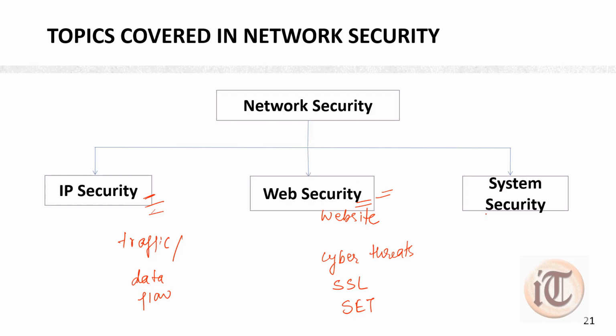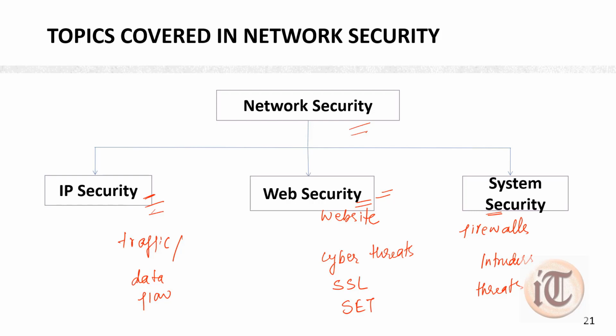And the last is system security. It includes the development and implementation of security countermeasures like firewalls, intruders, and different types of threats. So all these topics, IP security, web security, and system security, are covered under the concept of network security.